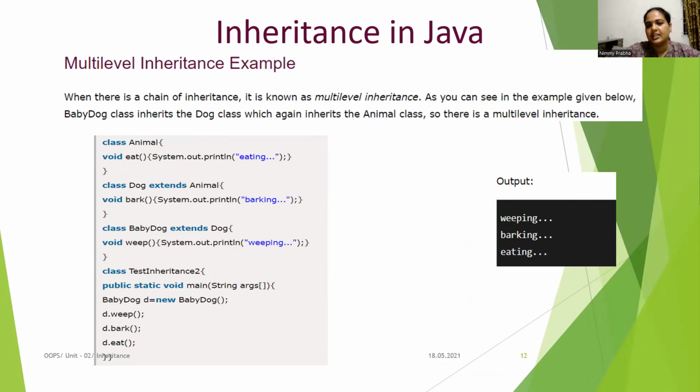Next one is multi-level inheritance. When there is a chain of inheritance, it is known as multi-level inheritance. As you can see in the example given below, the BabyDog class inherits the Dog class, which again inherited the Animal class. So there is a multi-level inheritance. See the example BabyDog. Here it is extended from Dog, and Dog is extended from Animal. So it is in the chain. The Dog method is bark, and the BabyDog method is leap. Then here we are creating one object for BabyDog, and with that object we are calling the methods leap, bark, and eat.